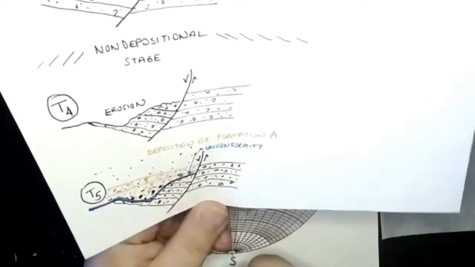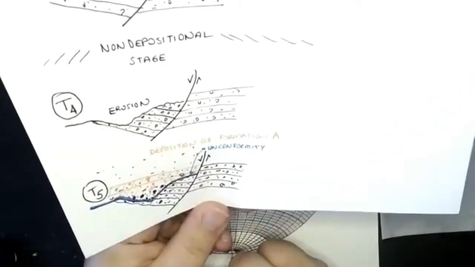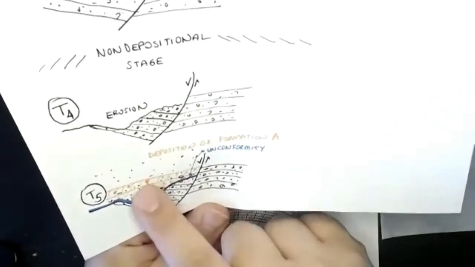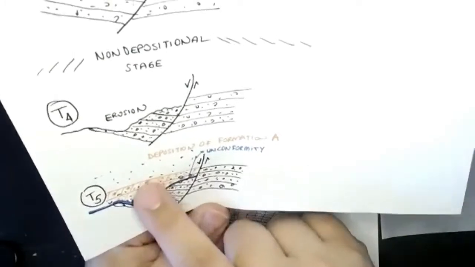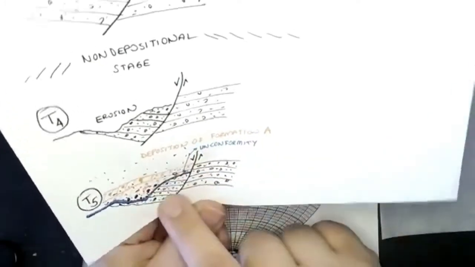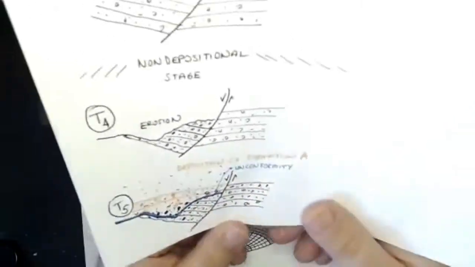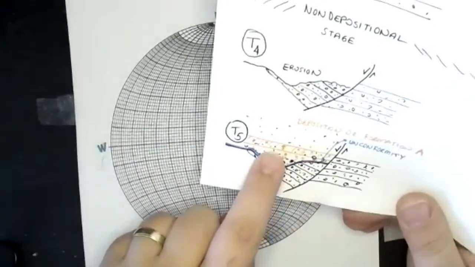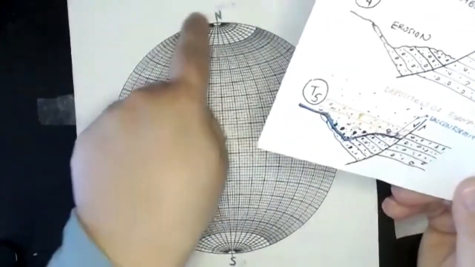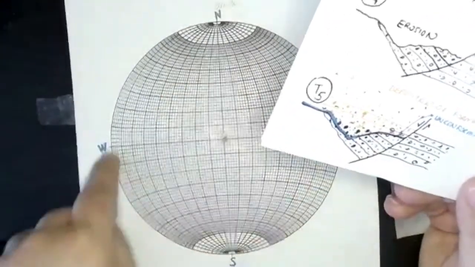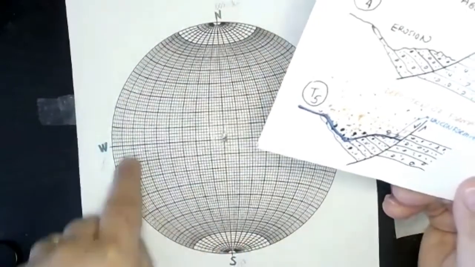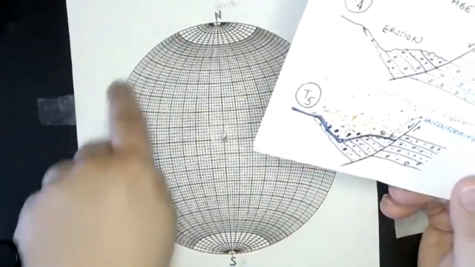So in this case, this top unit is horizontal and the bottom unit is tilted. It means during the deposition of formation A, formation B was already tilted. So if you plot these two units on the stereonet, since formation A is horizontal, it will be defined by this primitive circle where we have 0-degree dip angle. So this is formation A.